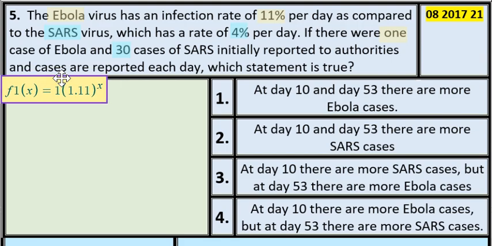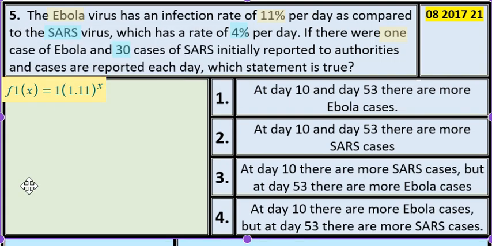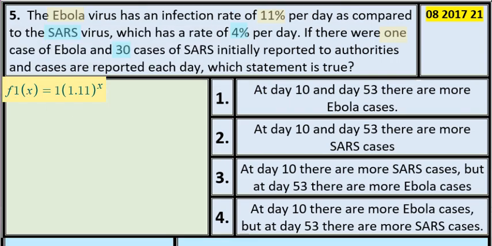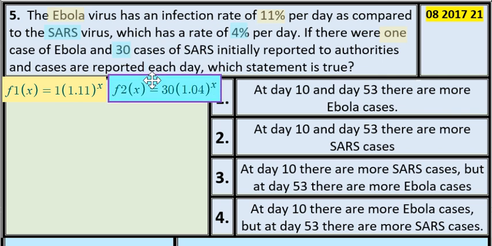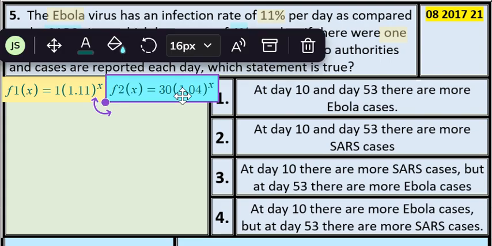But remember, this is growing. If I don't put a 1 in front of that 0.11, I'm not going to have the growth to represent that first person there. So that F1 is our equation for the Ebola virus. Now, when I go to SARS, F2, notice there were 30 cases to start with, and I converted that 4% to 0.04. But again, we have the 1 in front.